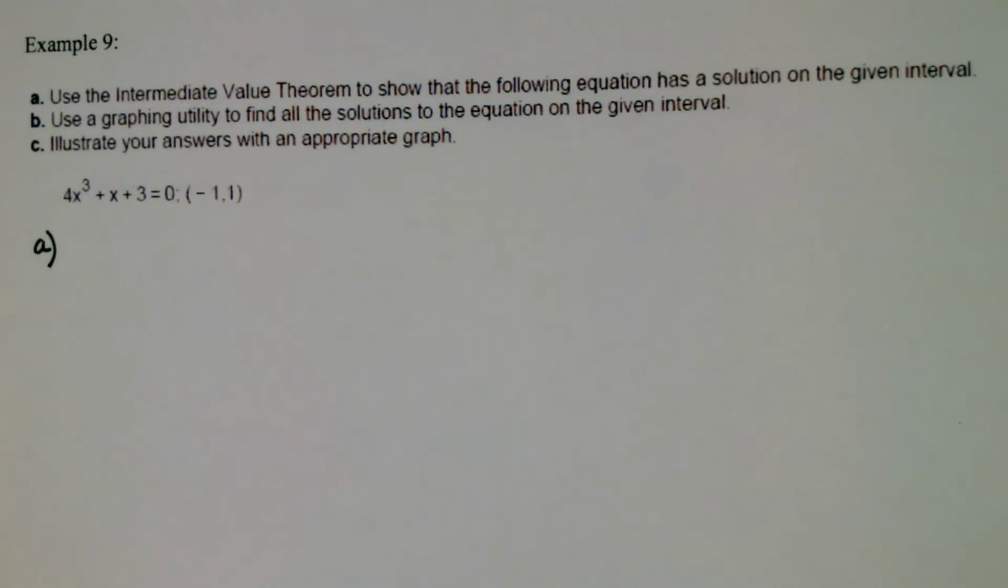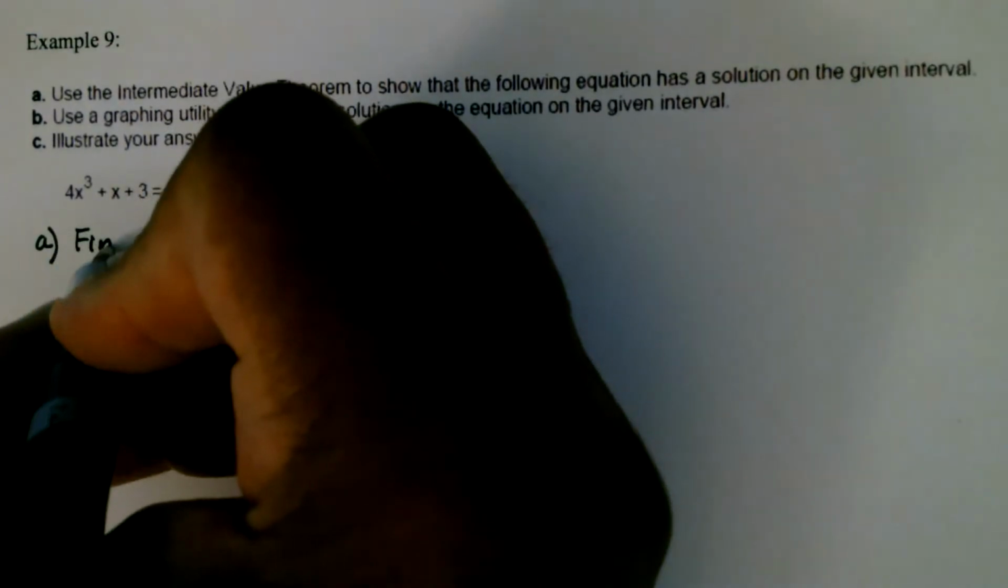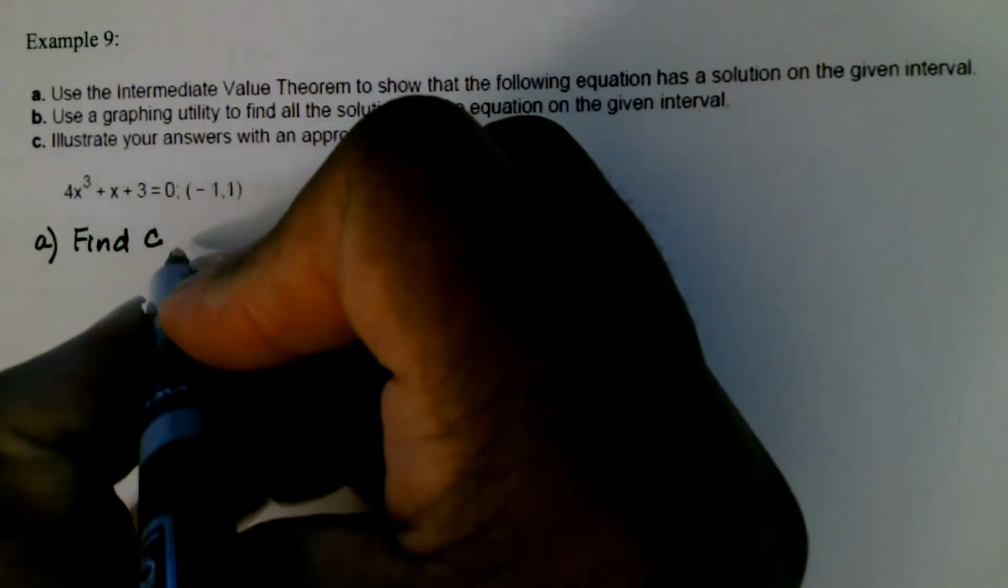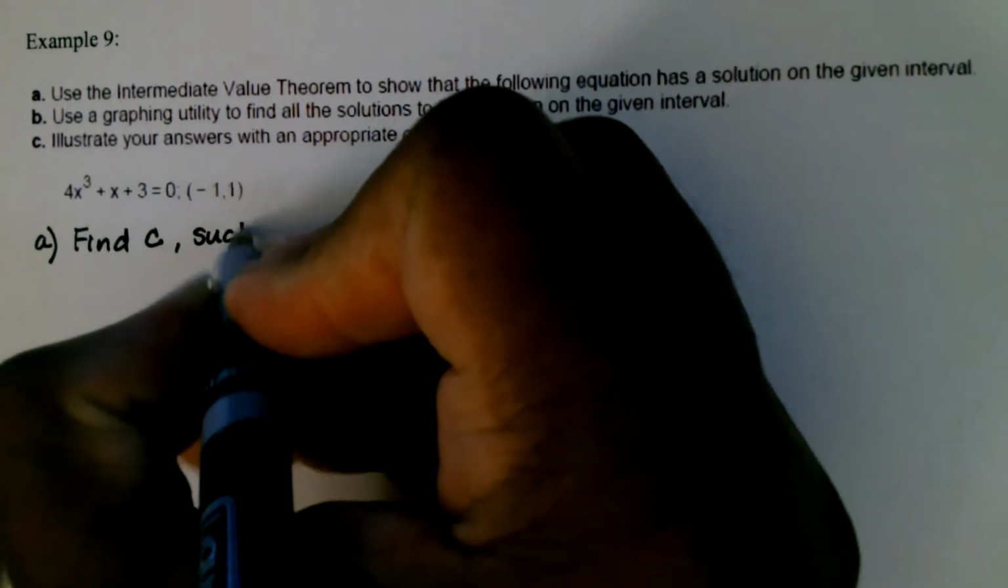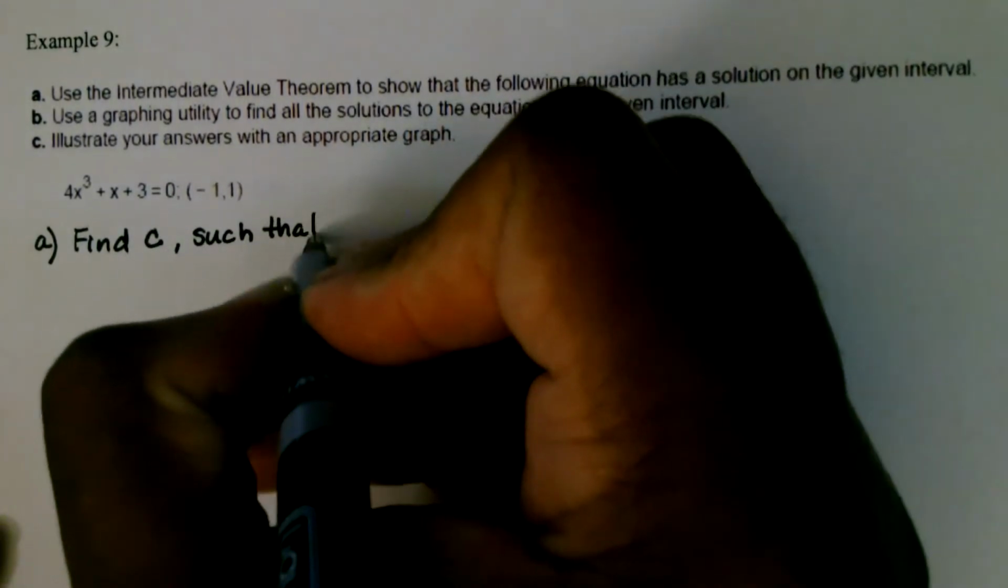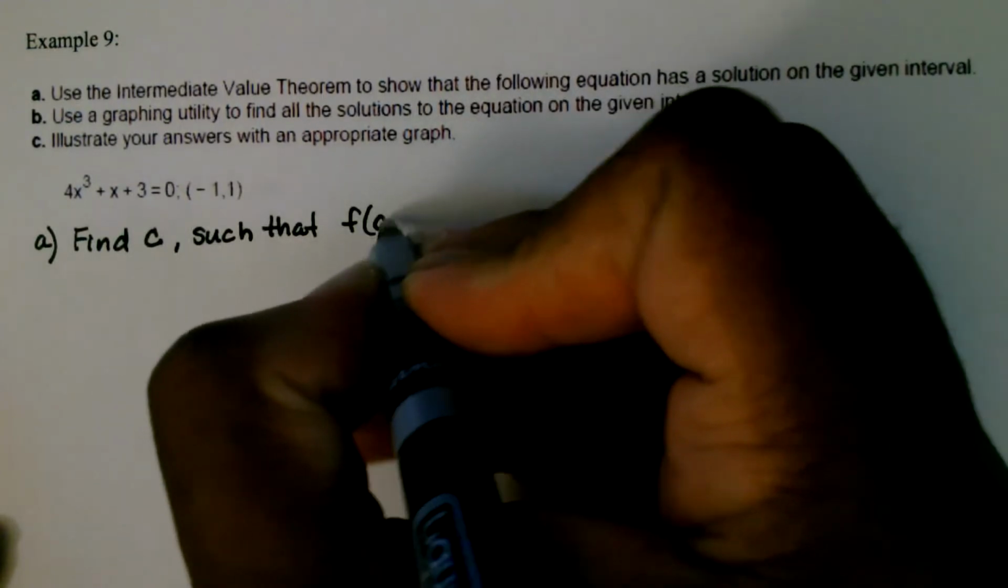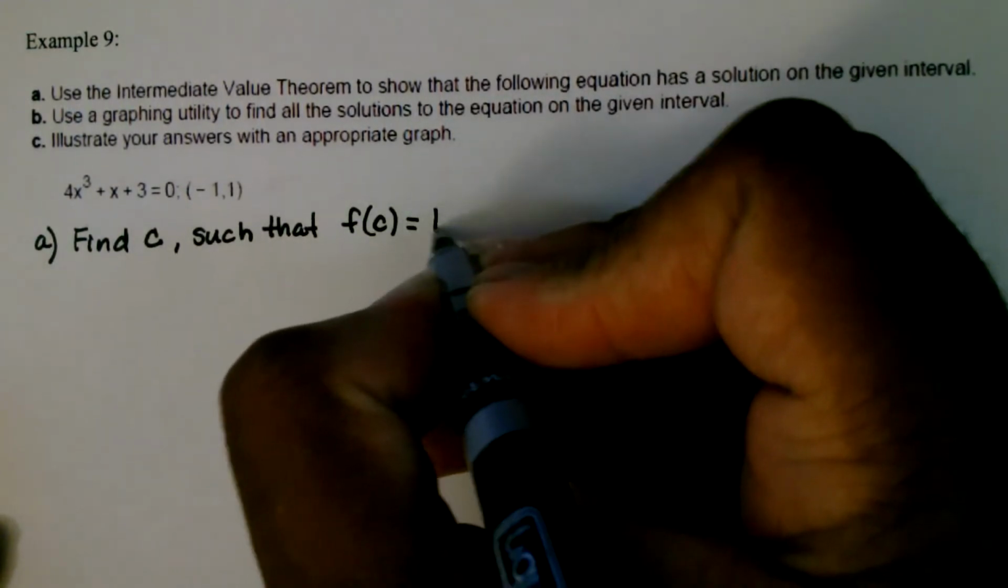What we want to do here is show that this equation has a solution on the given interval. In this case, we have 4x cubed plus x plus 3 equal to 0, and the interval is from -1 to 1. Okay, here's what we need to do. Using the intermediate value theorem, we're going to find some C such that f of C is equal to L.